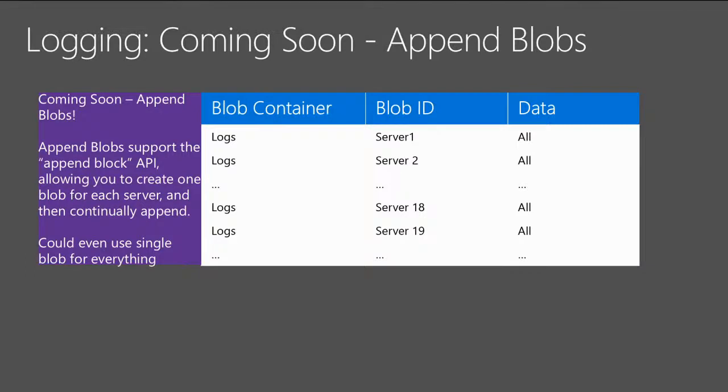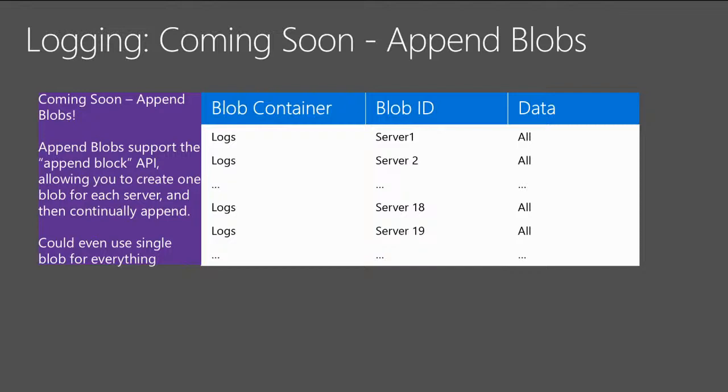So append blobs was actually designed for exactly this scenario, which is now it's just like a block blob, except it supports one additional API, which is append block, which says, take the existing blob, and now I want to, in one transaction, strongly consistent, add more data onto the end. It was actually designed exactly for logging, and now you can say, okay, each server gets one blob, and it's just going to keep appending until that blob gets to be 200 gigabytes, and then it's going to need a new blob after that.